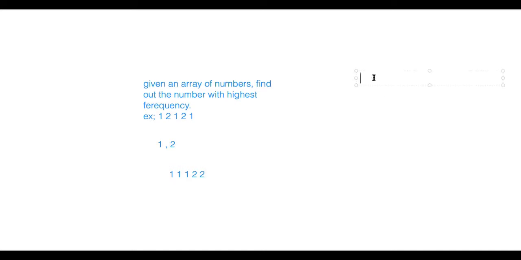What is our purpose? We have to find the number with the highest frequency. In the beginning, we will have two variables. One is the result, and the other is the max count, which is 0. Now we can just start a loop. I'm solving this problem assuming that the numbers are sorted.